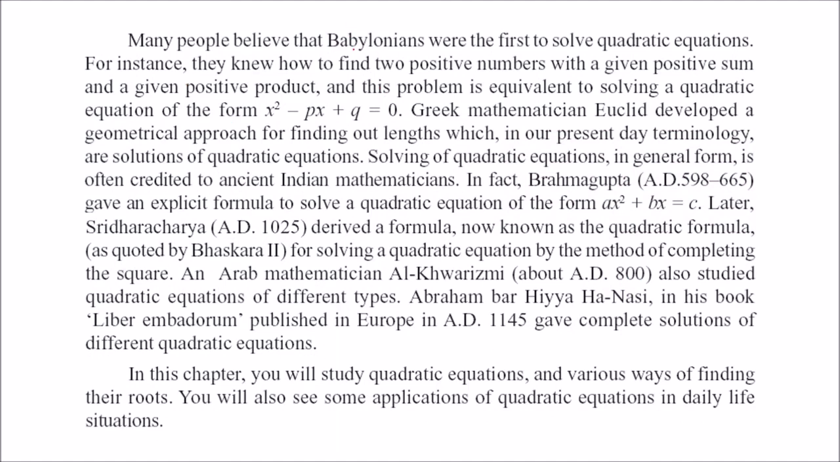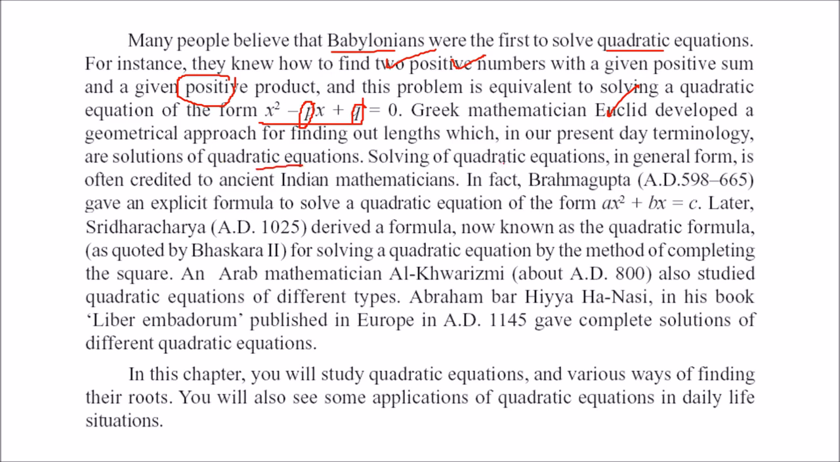Many people believe that Babylonians were first to solve this quadratic equation, and they knew how to find two positive numbers with a given positive sum and product. This problem is exactly equal to x square minus px plus q, p product, q sum. Then Euclid, the great Greek mathematician, developed a geometrical approach for finding out the lengths. Today we call it quadratic equations.